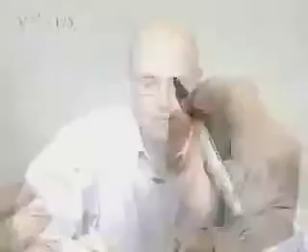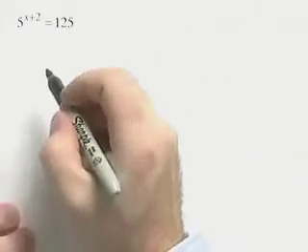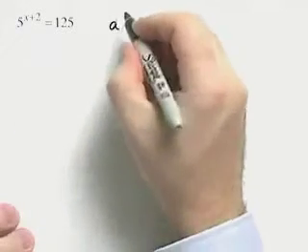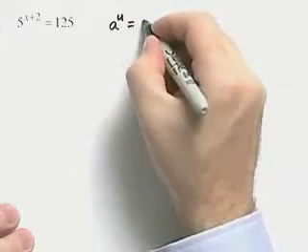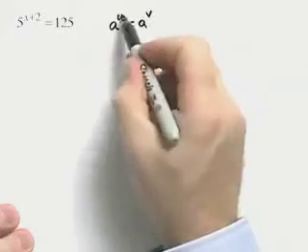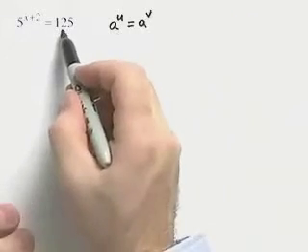For this problem, we're going to solve an exponential equation. We have the equation 5 to the x plus 2 equals 125. Recall that if we can write both sides with the same base to a power, a to the u equals a to the v, we have the same base, then the powers must equal each other. So our goal here is to get both sides to have the same base.